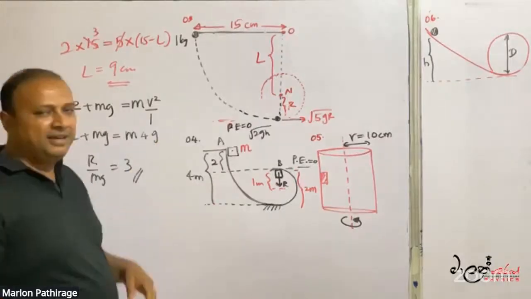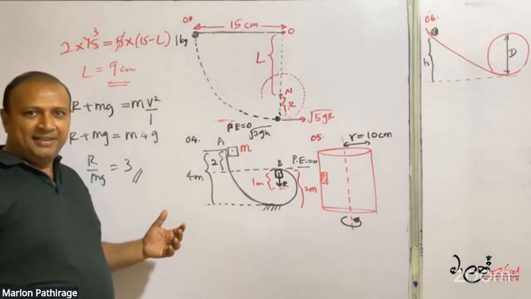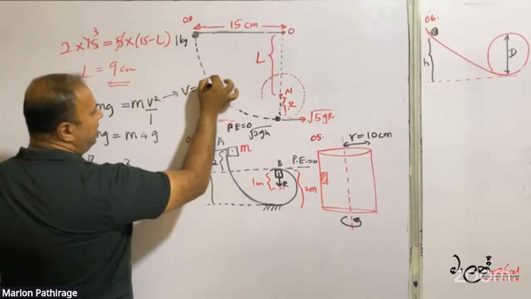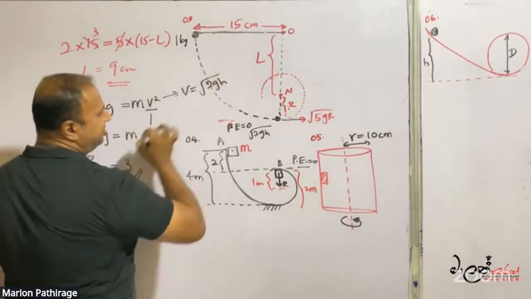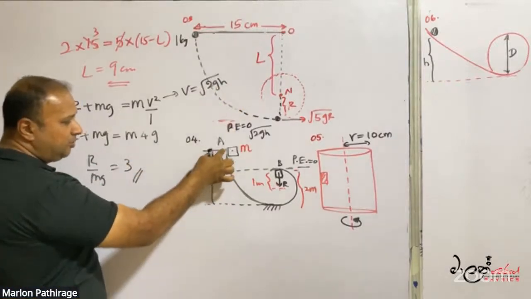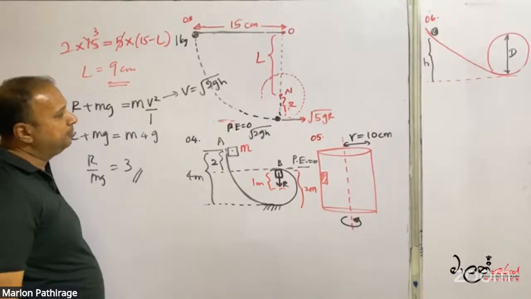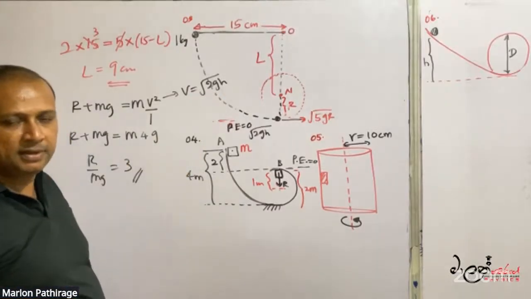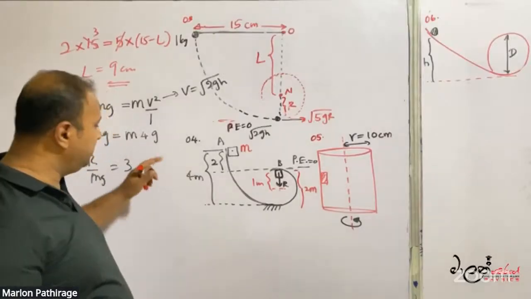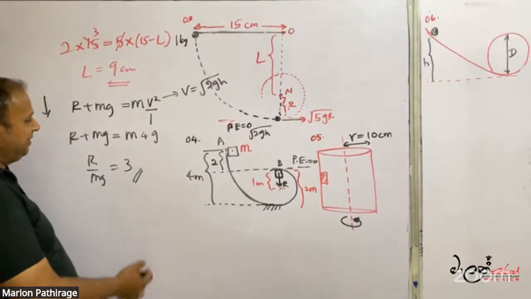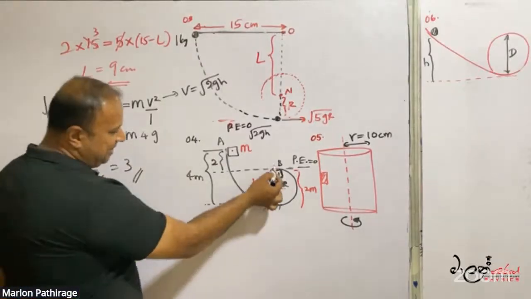v is equal to square root 2gh. Now instead of h, you can write 2. Therefore, v squared is equal to 4g, so that is equal to R plus mg.